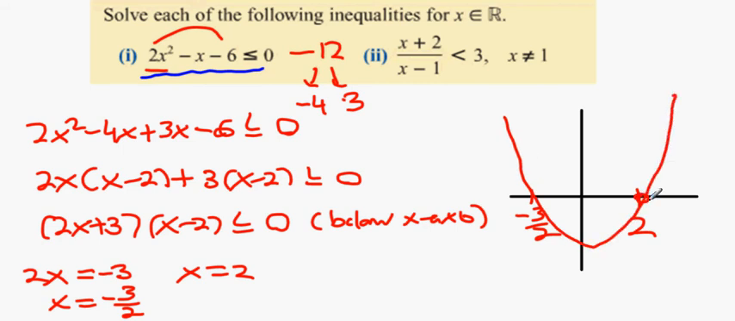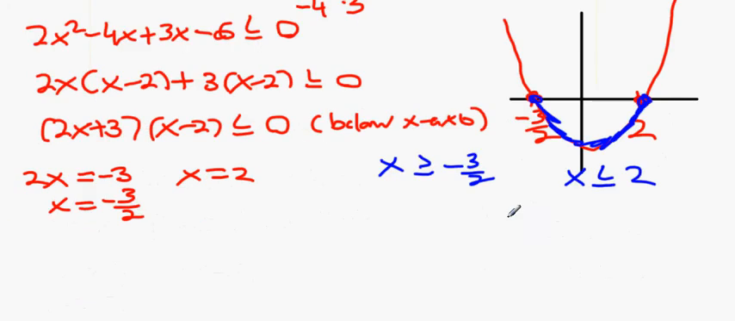And what we get here is it's the blue region in the middle that we're looking for. So we're looking for all the numbers, including the numbers between minus 1.5 and 2. We're looking for numbers bigger than or equal to minus 3 over 2, but smaller than or equal to 2. Another way we could write that is, switch this one around: minus 3 over 2 less than or equal to x, x less than or equal to 2.